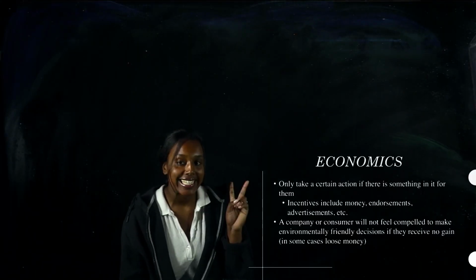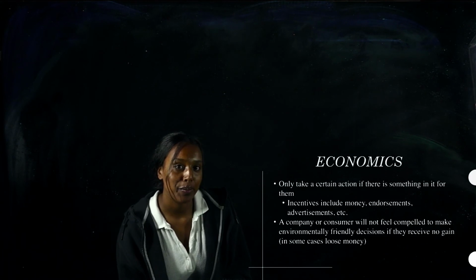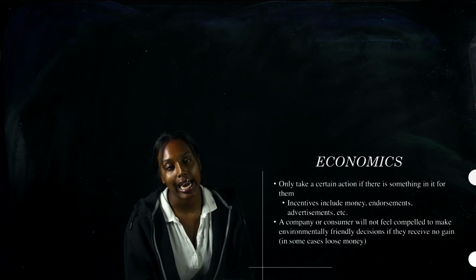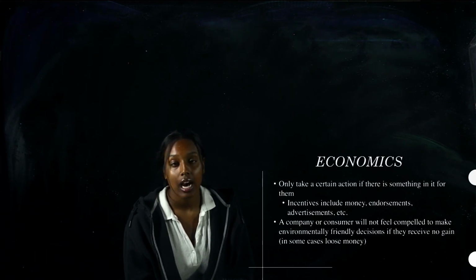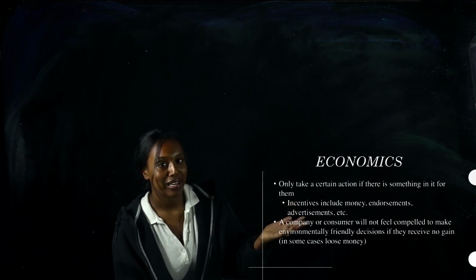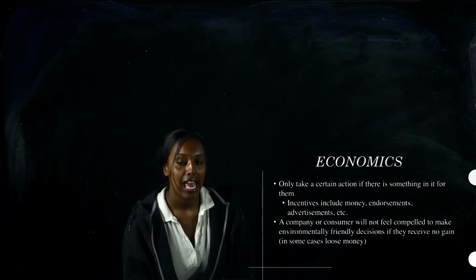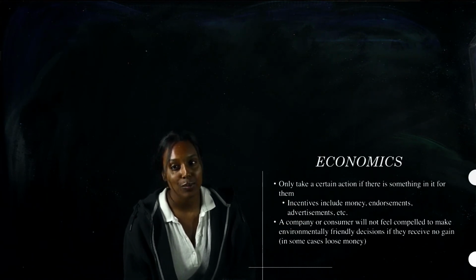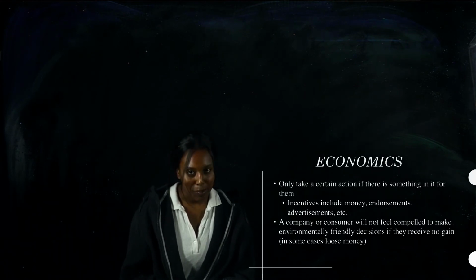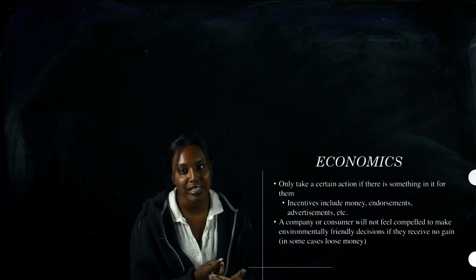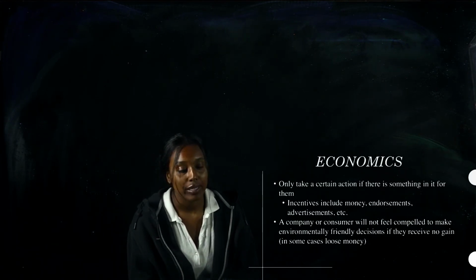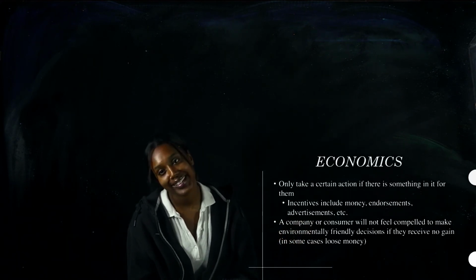So the second pillar that I want to talk about belongs to the TBL is economics. If you guys recall last video, I asked you how far will a company go in terms of their sustainable efforts until it hurts their pockets. And this point is really just reiterating that fact, and essentially getting at that companies will not really feel compelled to make these positive choices for our environment if there's nothing in it for them. So if there's no money, sales, endorsements, advertisements, it's really hard to encourage them to make these choices. And yeah, that's what the economic pillar is getting at.